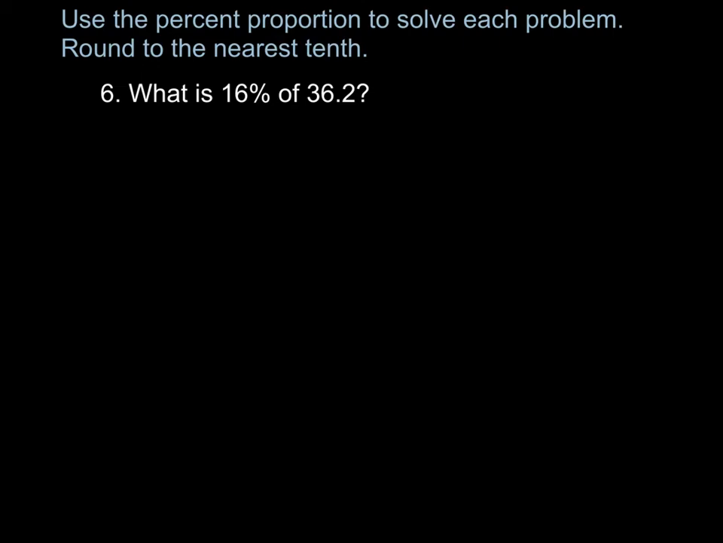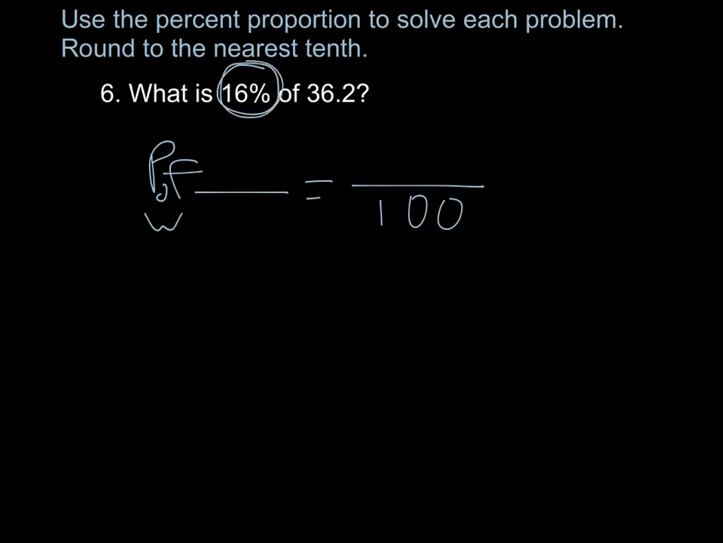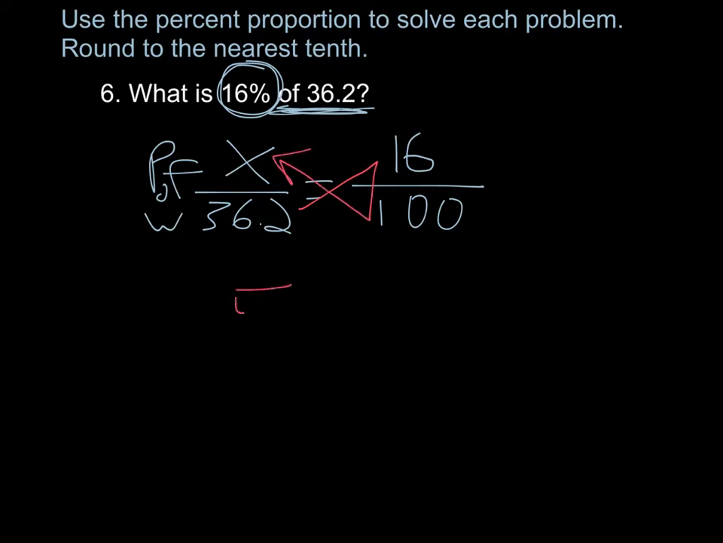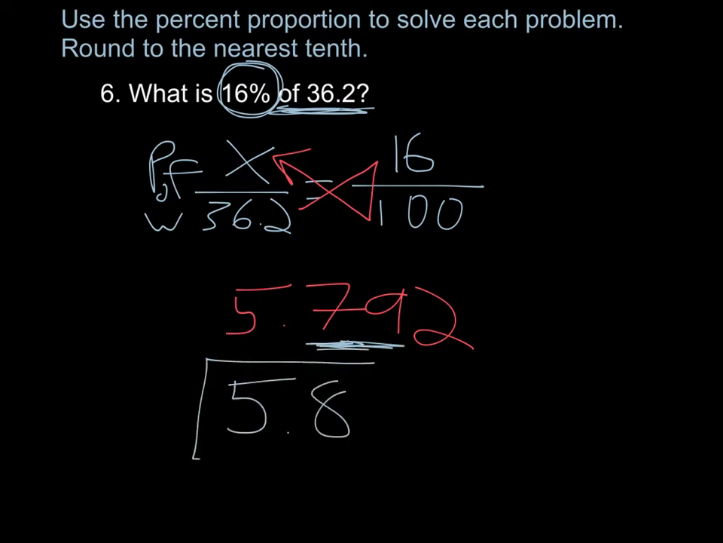Question 6 asks, what is 16% of 36.2? Once again, use my percent proportion, part over the whole equals some percent. But this time they tell me the percent. So I'm going to put my 16 right there because I know it is 16%. Of 36.2 tells me 36.2 goes on the bottom. So what I'm trying to find is the top. If I cross multiply 36.2 times 16 divided by 100, I get 5.792. This time when I round, 79 is going to go to 8. So 5.8 is my final answer.